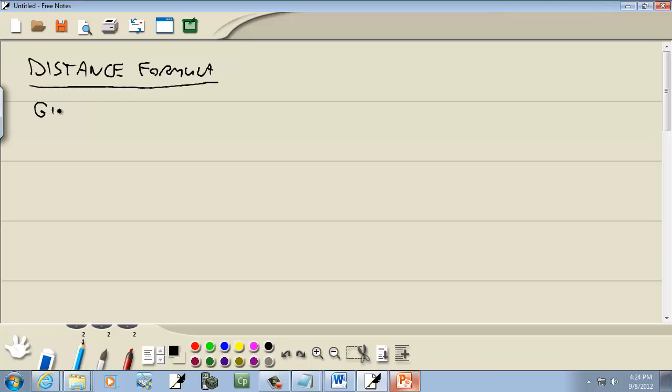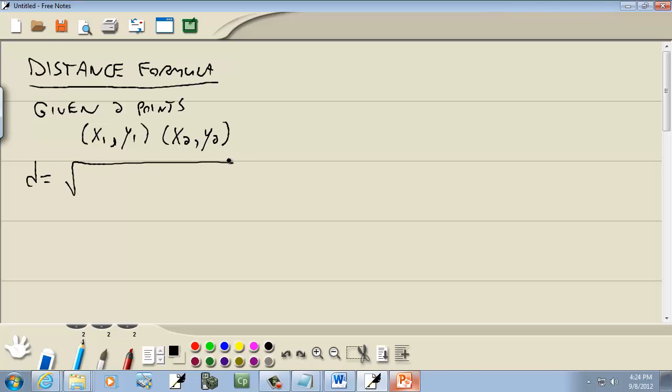Given 2 points, x1, y1, and x2, y2, our distance is the square root of y2 minus y1 squared plus x2 minus x1 squared.